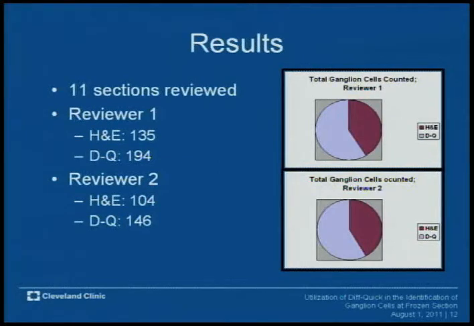The number of ganglion cells found in each type of stain was totaled for each individual reviewer. Reviewer 1 counted a total of 135 ganglion cells in the H&E stained tissue and 194 ganglion cells in the Diff-Quick stained tissue. Reviewer 2 counted a total of 104 ganglion cells in the H&E stained tissue and 146 ganglion cells in the Diff-Quick stained tissue. In both cases, more ganglion cells were identified in the Diff-Quick stain than in the H&E stain.